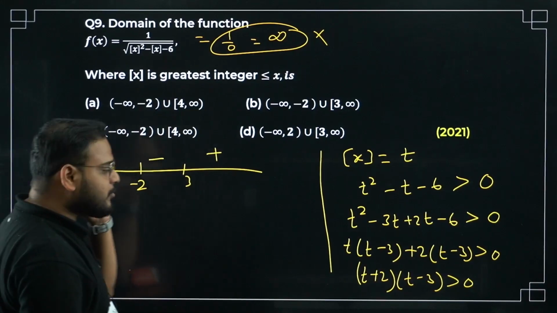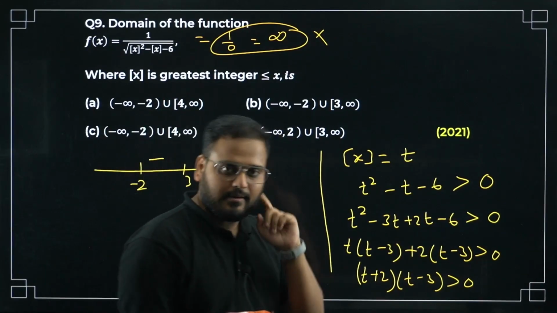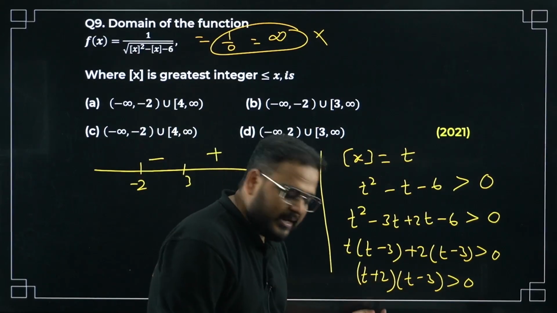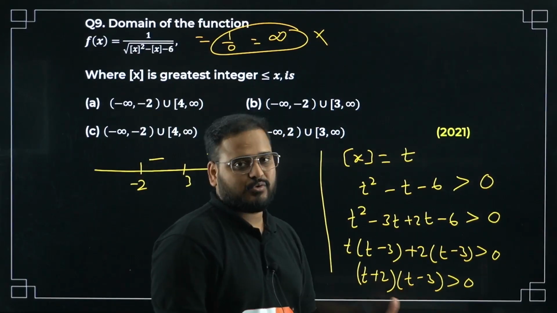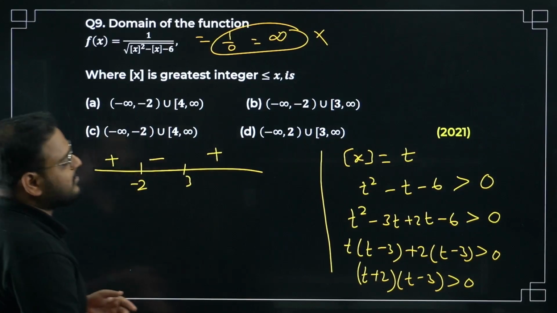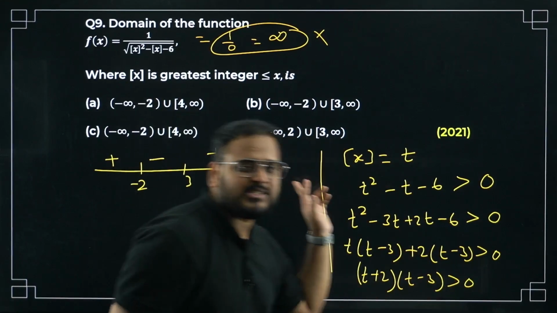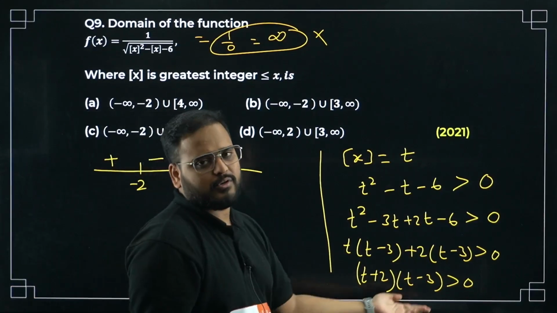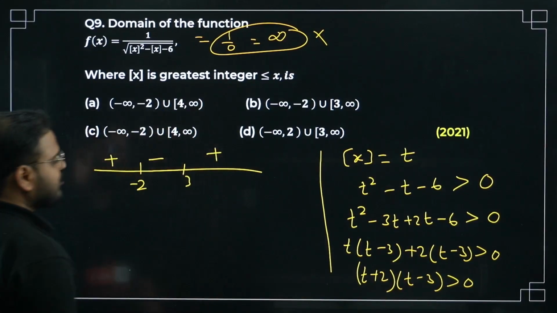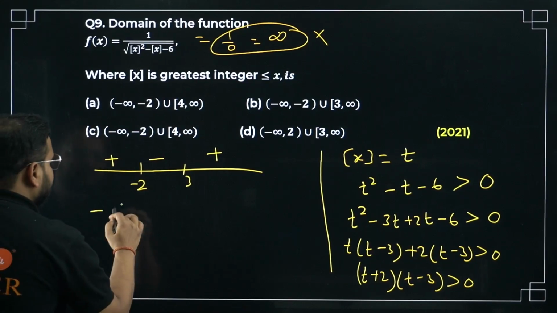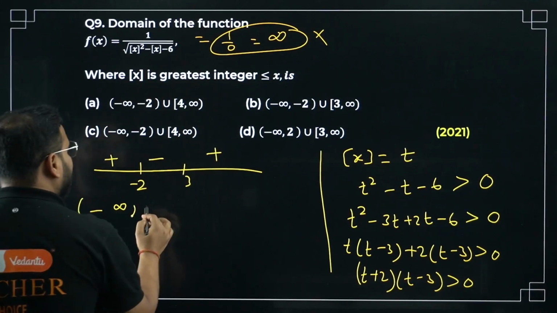Take a number before minus 2. I can take minus 3. Minus 3 plus 2 is minus 1 and minus 3 minus 3 is minus 6. Minus 6 into minus 1 is plus 6. So positive. Greater than sign means I want the positive condition. If you want, you can use the wavy curve method directly also. Plus minus plus will come. So my answer would become minus infinity open to minus 2.